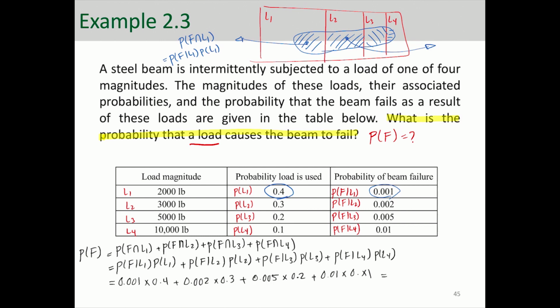And when you do the math here, you get 0.003. So that is about a 0.3% chance that the beam fails. That's the answer. It's the probability that the beam fails given all of this information, that we have 4 different loads, the probability of them being used, and the probability of failure given each load.